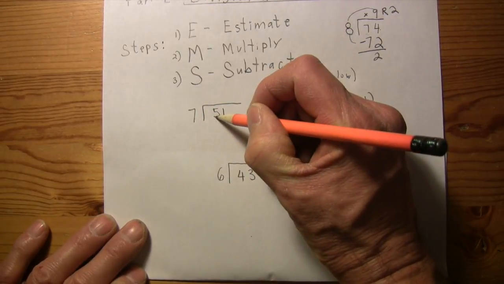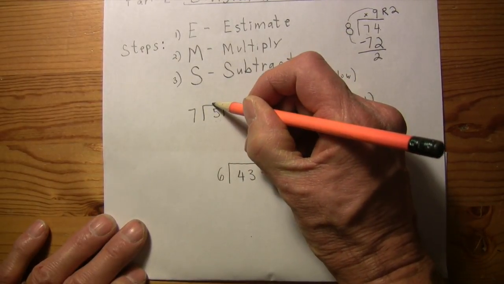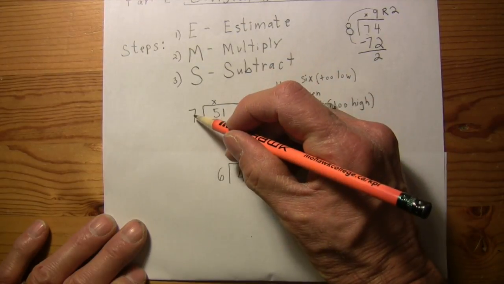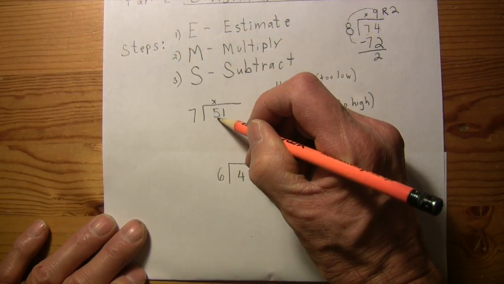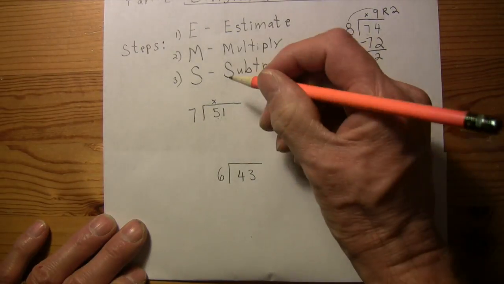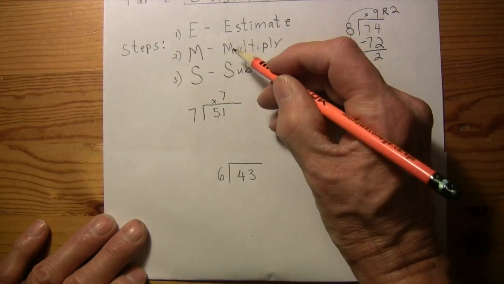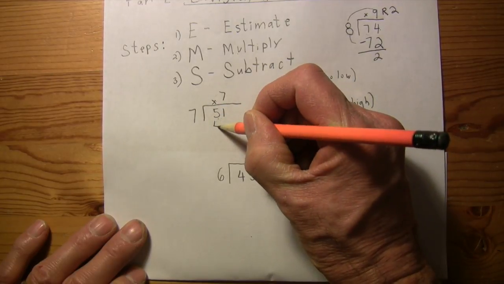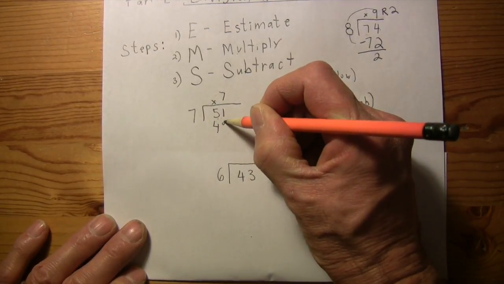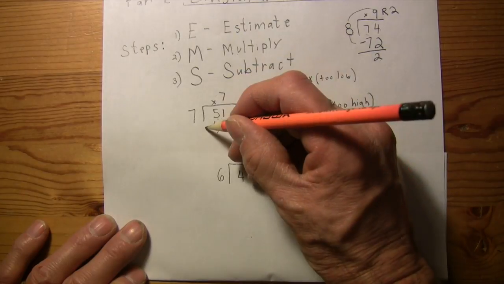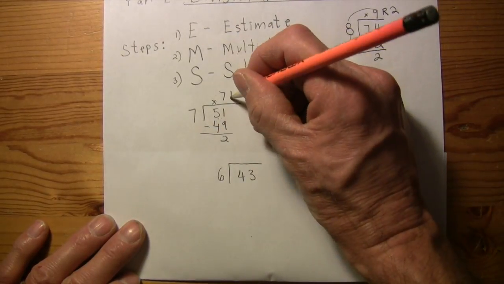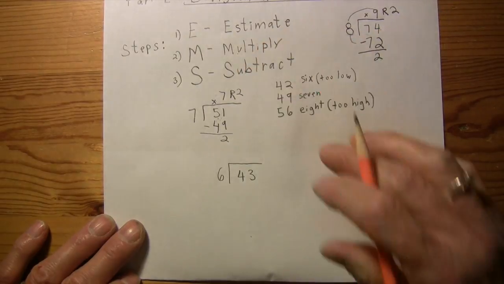When a big number goes into a small number, it's helpful to put an x on top. Also helps us to remember to multiply. So we're going to estimate. How many 7s in 51? We're going to think it goes 7 times. Next step is to multiply. 7 times 7 is 49. We place it below. The final step is to subtract. We can see that it's a remainder of 2. So we write a remainder on top, remainder 2.